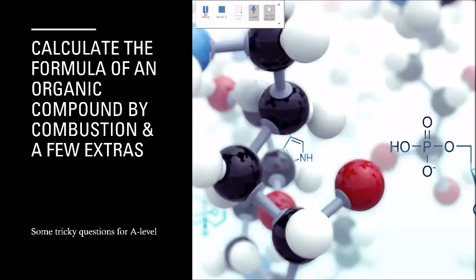Is going to have a look at the calculations that are used to work out the formula of an organic compound using combustion reactions. I put a couple of extra calculations on at the end, which I found when I was going through past papers to source the questions on the combustion calculations.